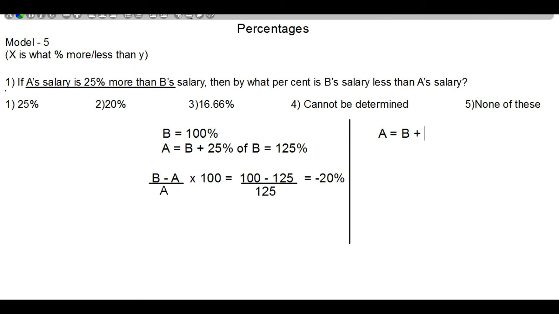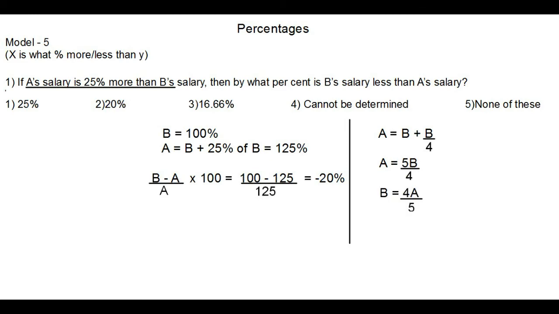So A will be B plus 25% of B. We can take it as B plus 1/4 of B. So 25% is 1/4 of B. Now what is B plus 1/4 of B? 5B by 4, or 5/4 B. Now if A is 5/4 B, it is obvious that B is equal to 4/5 A. Just take it to the other side. So B will be equal to 4A by 5, or 4/5 A.